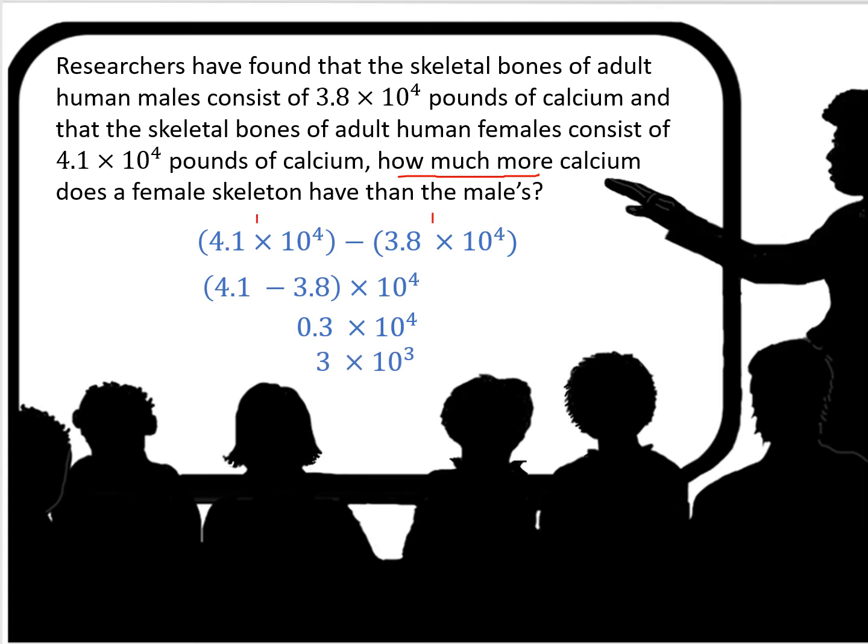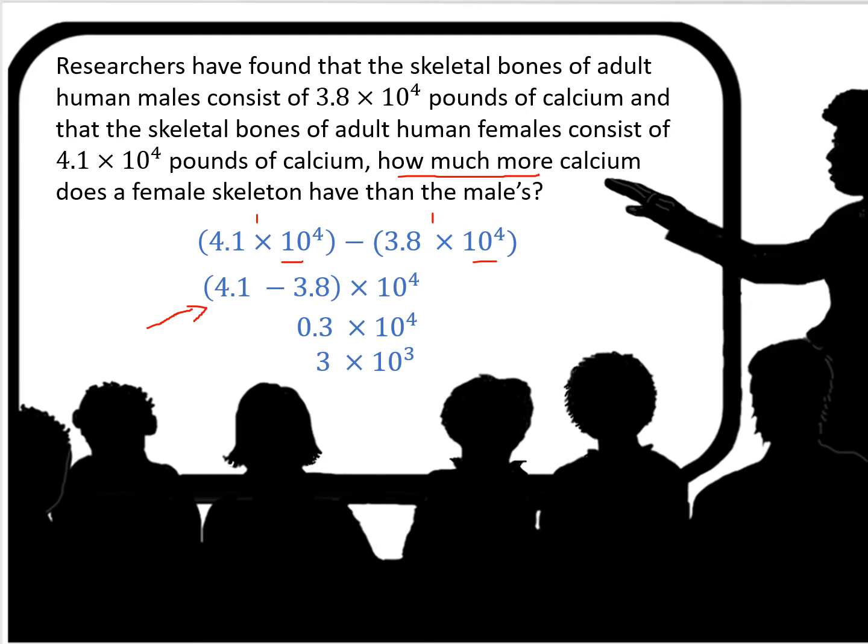And we again use the distributive property. So 4.1 minus 3.8 gives us 0.3, and since our factor in both is the same, 10 to the 4th, and that's what we want, we can't subtract unless they are the same, then we're just going to multiply times 10 to the 4th.